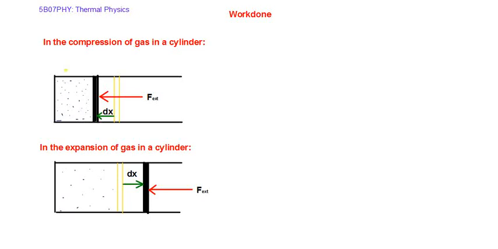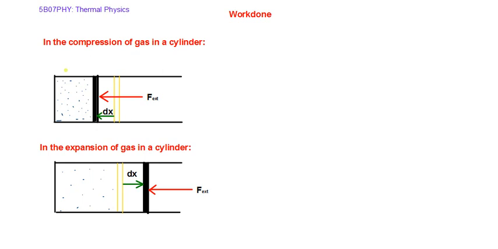So in the previous session we have seen the concept of work, and now we will discuss the work done in the case of compression and expansion of a gas in a cylinder, and we will try to understand or justify our sign conventions. So first we will discuss the compression of a gas taken in a cylinder.